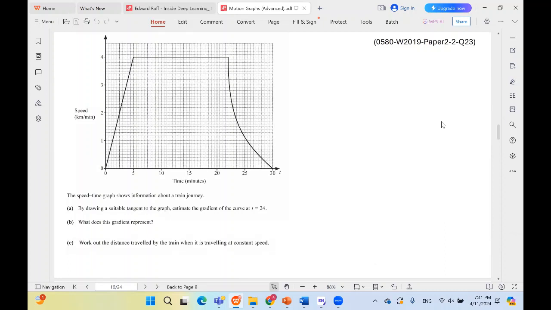The speed time graph shows information about the train journey. By drawing a suitable tangent to the graph, estimate the gradient of the curve at t equals 24. So let's draw a tangent to the graph.